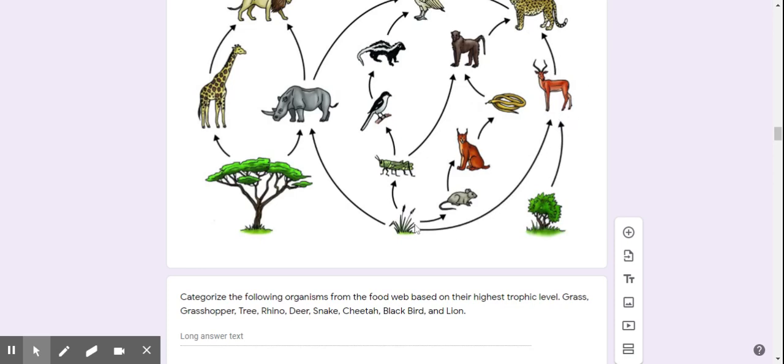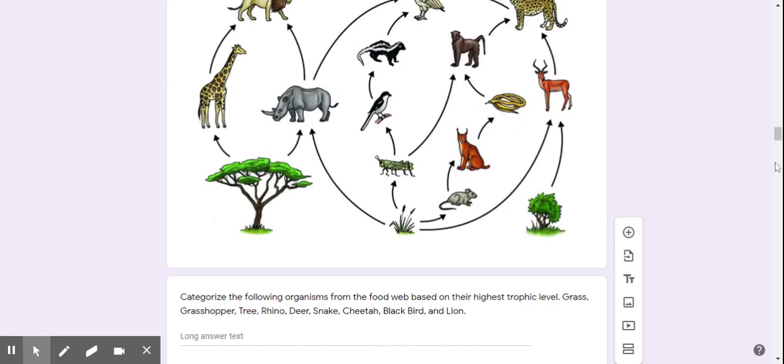Let's go to the snake. All right, so snake is a little bit up. So it goes from grass to the rat, and the rat's a primary consumer, to the bobcat right here, who is a secondary consumer. And the snake eats it, and so that makes the snake a tertiary consumer. And we can see that the snake doesn't have any other path to get to this point. So the highest level that the snake can get to is tertiary consumer.